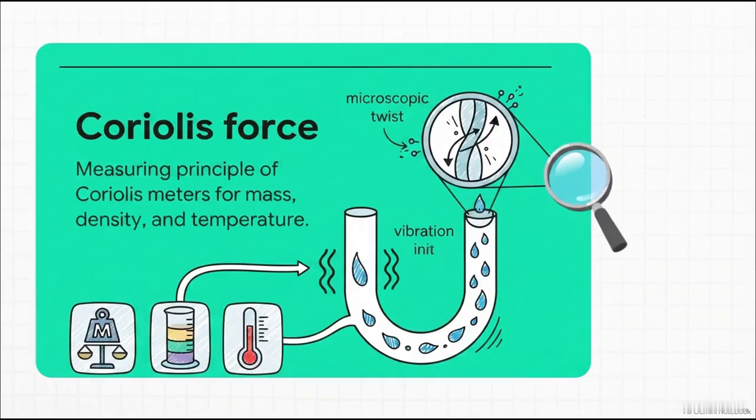And then we have the true heavyweight champion of the matrix, the Coriolis meter. Picture drawing a U-shaped tube and vibrating it. As fluid flows through this vibrating bend, the actual mass of the fluid forces the tube to twist just slightly in response. That right there is the Coriolis force. Tiny sensors measure this microscopic twist to calculate exactly how much mass is moving through. And because it's based on this direct physical relationship, it can measure direct mass flow, density, and temperature, all at the exact same time. It's pretty wild.